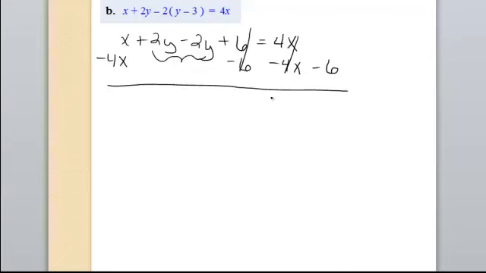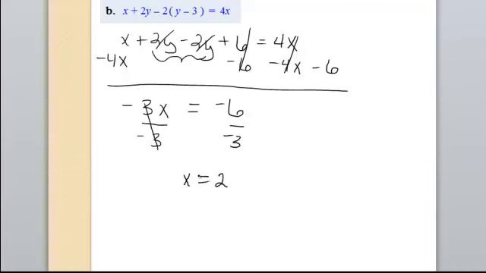So this is 0 and this is 0. We'll get a -3x, and then 2y minus 2y is 0, so that's also 0, equals a -6. Well, this is almost there. You could actually go ahead and divide both sides by a -3, and you would get x is equal to 2. So the question is, is this a linear equation? Yes, it is. This is actually a vertical line.